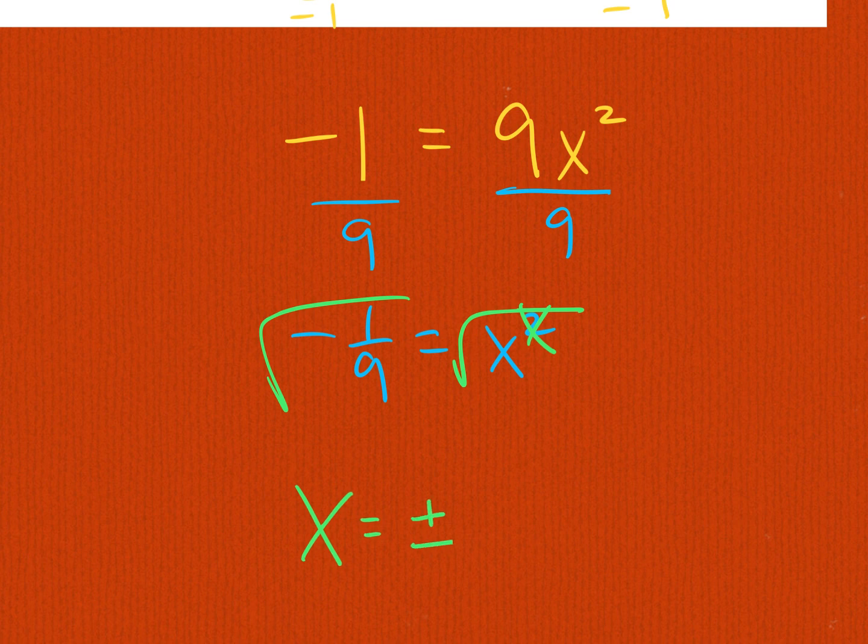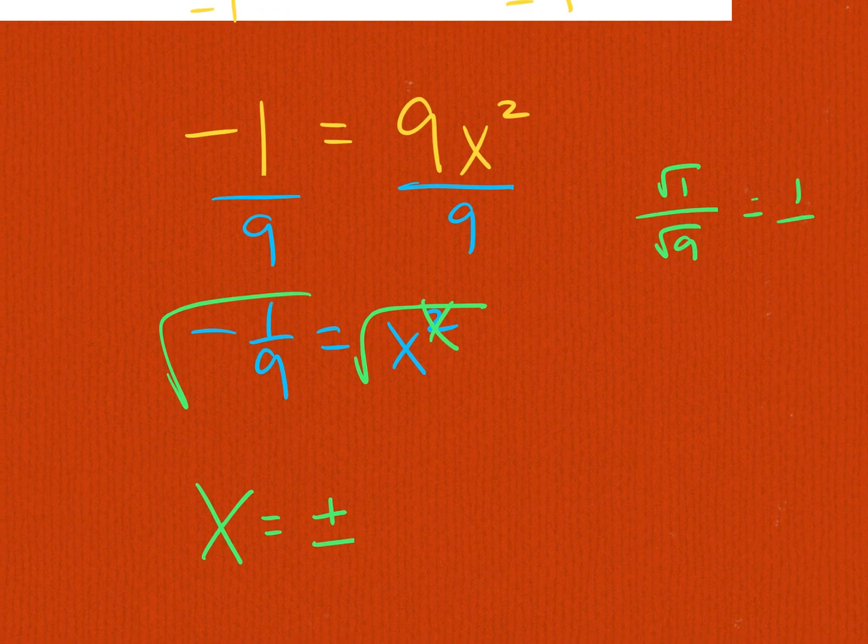Awesome. Plus or minus. Remember when we have a fraction under a radical, it's like saying the square root of 1 over the square root of 9. What's the square root of 1? 1. And what's the square root of 9? 3. So this would be 1/3, but what about the negative? Turns into an i.